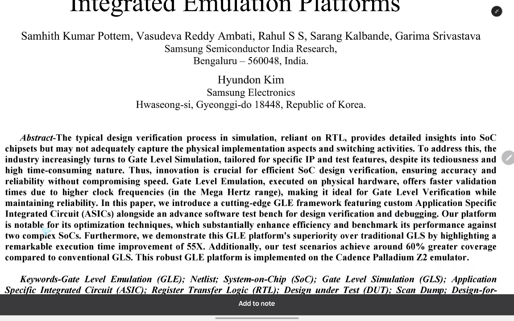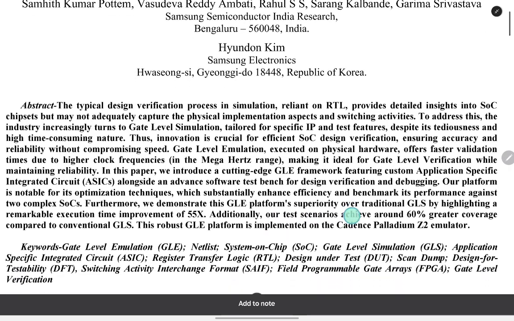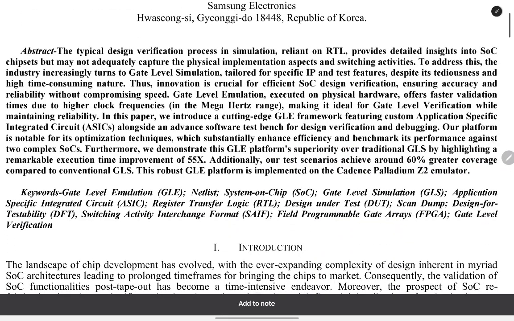Our platform is notable for its optimization techniques, which substantially enhance efficiency, and we benchmark its performance against two complex SoCs. Furthermore, we demonstrated this GLE platform's superiority over traditional GLS by highlighting a remarkable execution time improvement of 55 times. Additionally, our test scenarios achieve around 60% greater coverage compared to conventional GLS. This robust GLE platform is implemented in the Cadence Palladium Z2 emulator.